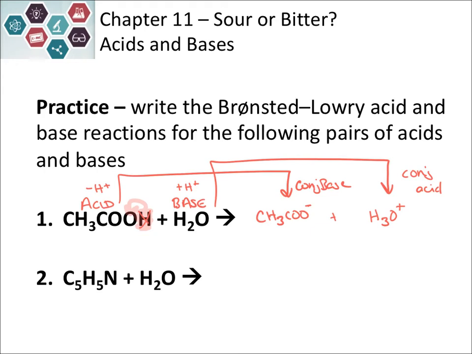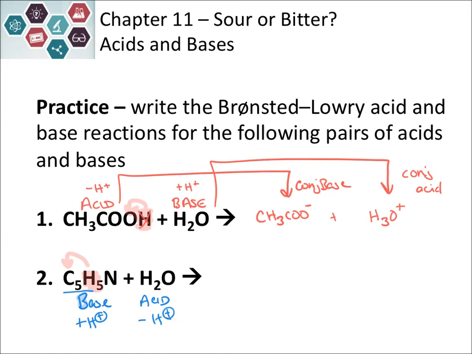For the second reaction here, we have these 5 hydrogens attached to this carbon, and that's all we have. So it cannot be the acid, which means it has to be the base. And if that's the base, then the water must be the acid. So again, base is going to accept the hydrogen ion. The acid is going to lose the hydrogen ion.